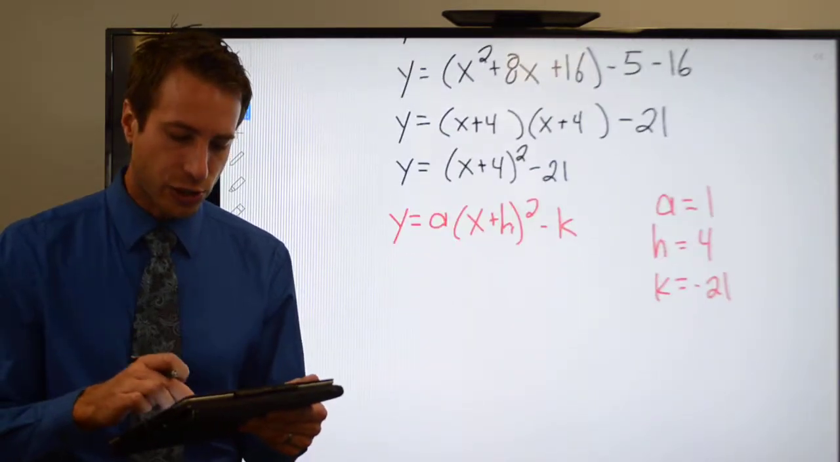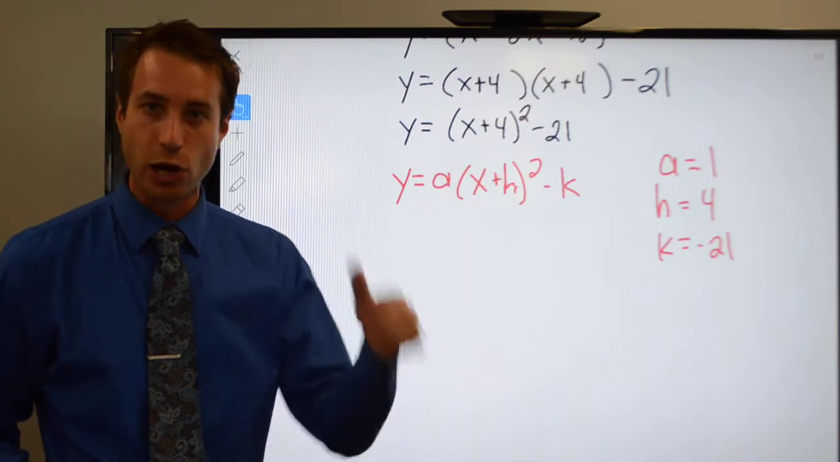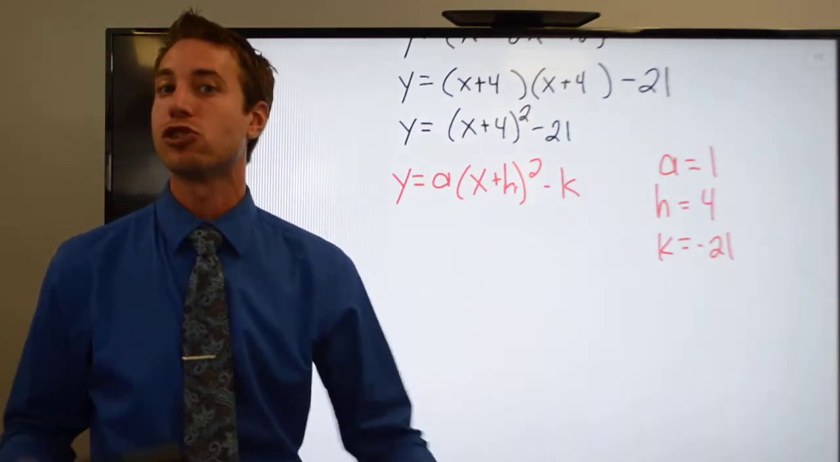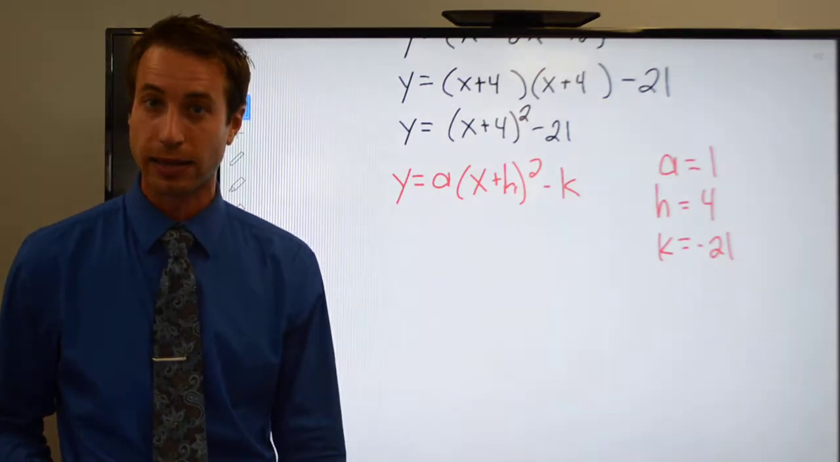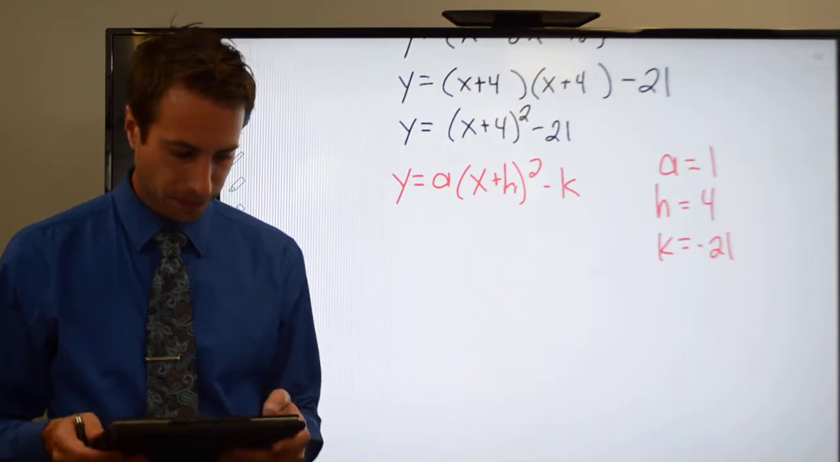Instead, I complete the square, get it into vertex form, and just by looking at it, I know my a, my h, and my k, and can quickly recognize what the shape of this graph should look like. Awesome. I love it. So let's try another one.